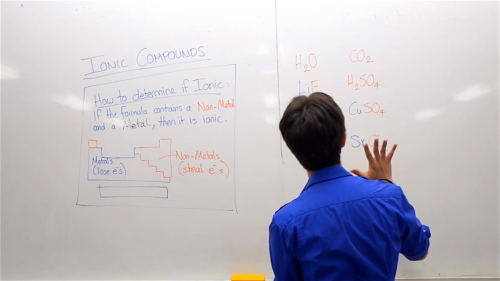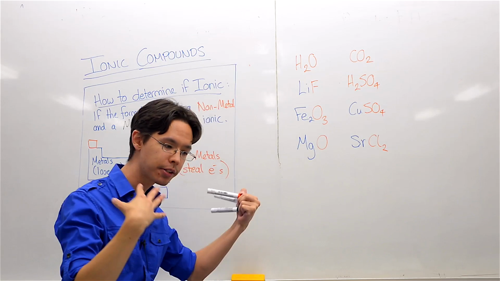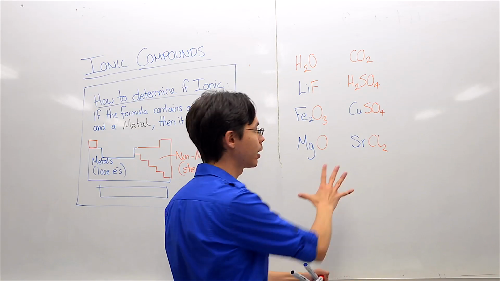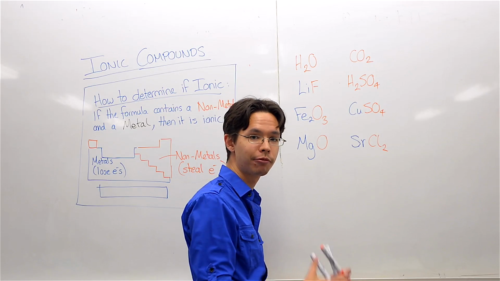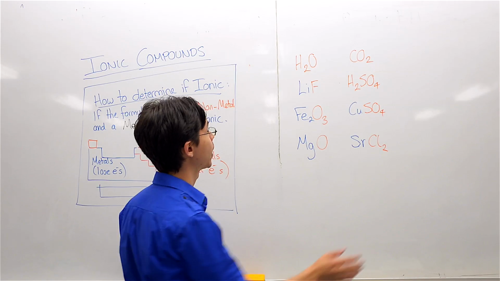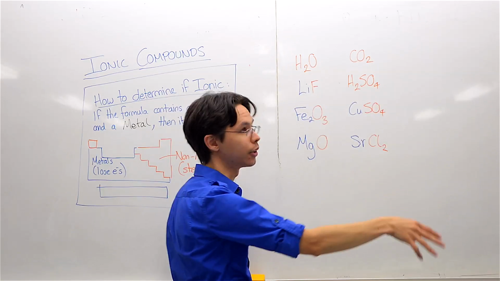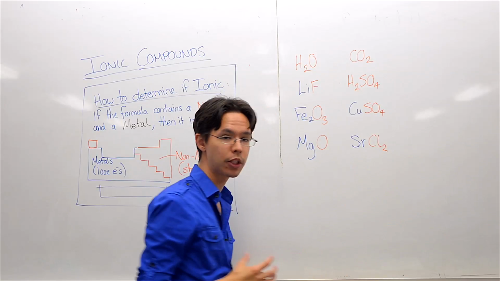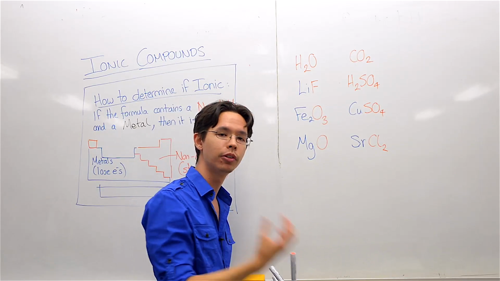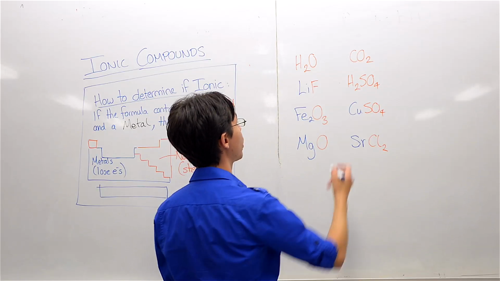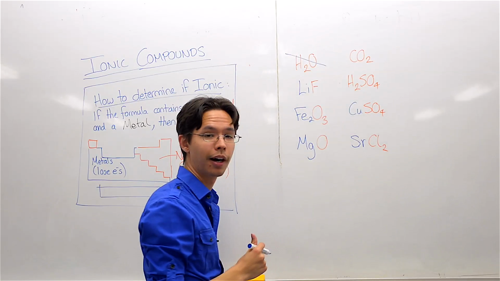Right, let's move on. Here's some examples, and to save yourselves a bit of time, I've color-coded them. The metals I have written in blue, and the non-metals I have written in orange. So let's have a look at these. Some of them are familiar to you. H2O, which is the water that we drink, is only composed of non-metals, so it does not qualify to be an ionic compound.